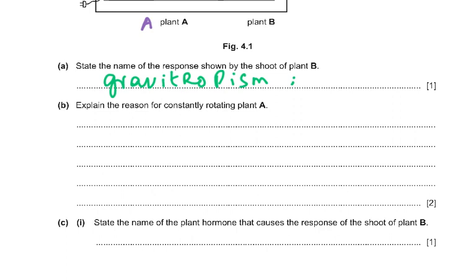So you always use a control. Control is always for comparison. C for control, C for comparison. State the name of the plant hormone that causes the response, that is auxin. So you just wrote auxin and you got a mark for that.